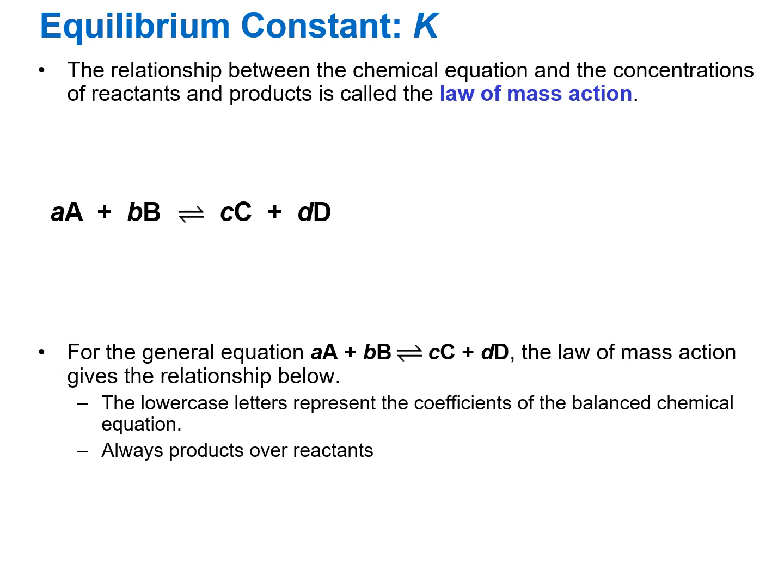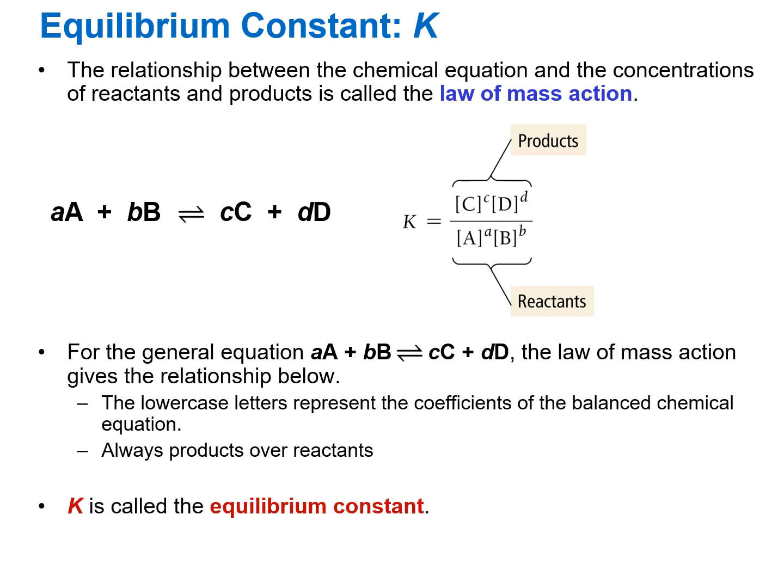And when we put them in our equation in order to calculate our constant, we always put the products over the reactants. So we're taking the concentration of our products. We might have two, we might have more, we might just have one. And we're going to raise it to the power of its coefficient, which might be 1, might be 2, might be more. We're going to do that for all the products, and then we're going to do the same thing for the reactants. We take the concentration of the reactant and raise it to the power of its coefficient. This is how we calculate the equilibrium constant for a balanced equation.